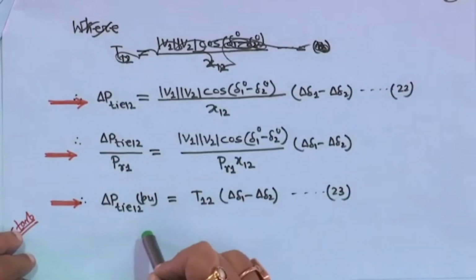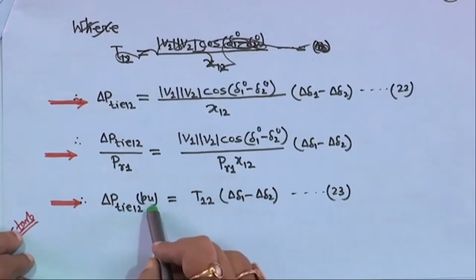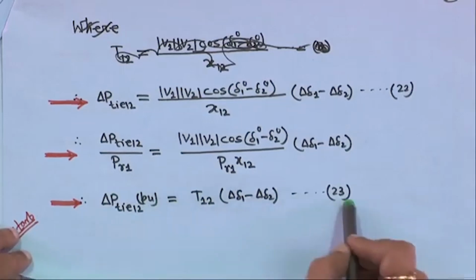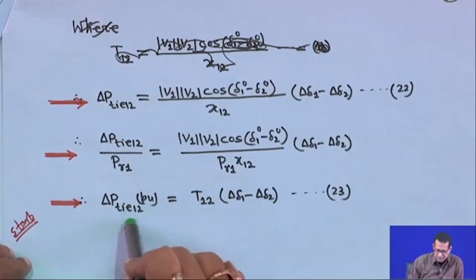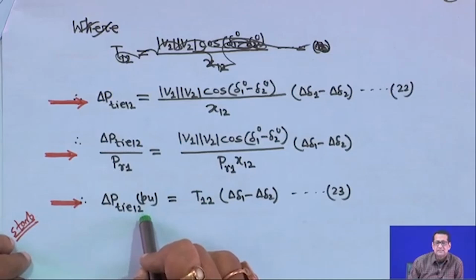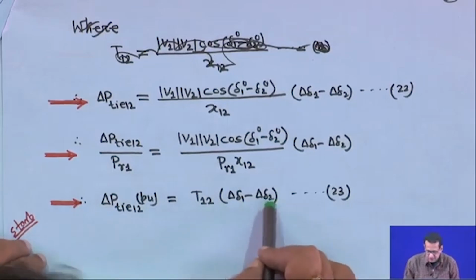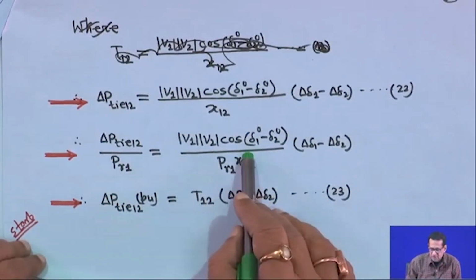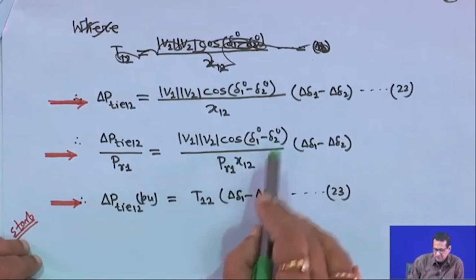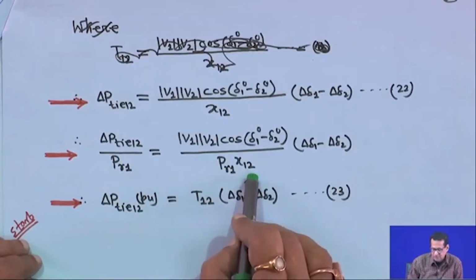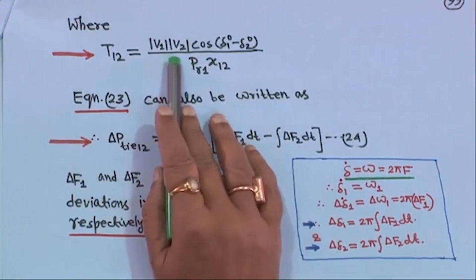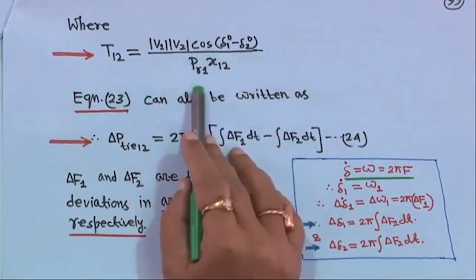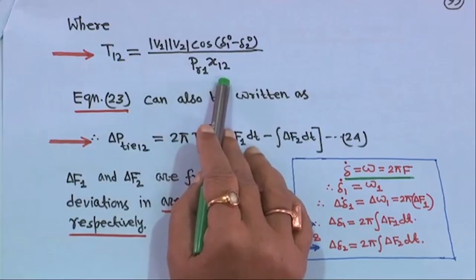One thing before proceeding further: from here onwards, after this equation 23, again and again we will not write per unit. We will simply write delta P_tie12, but it is understandable that all these quantities are in per unit values. Now, T12 is actually equal to magnitude V1 magnitude V2 cosine of (delta10 minus delta20) divided by Pr1 times X12, right.